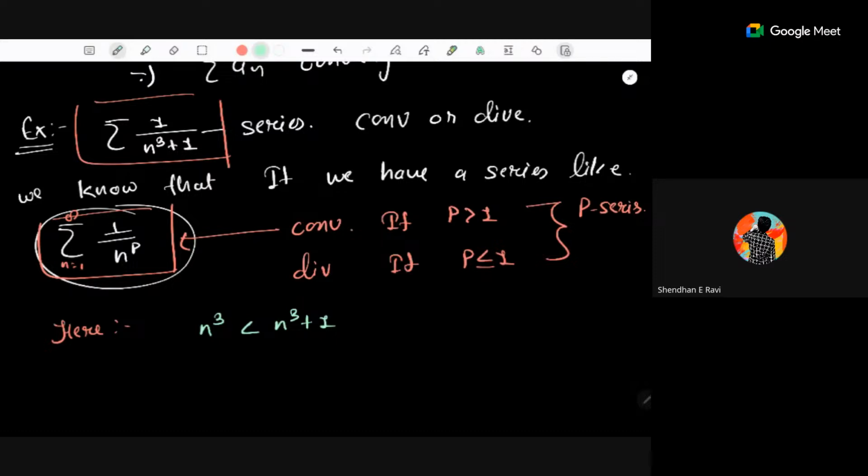You take any natural number, make it cube, and if you add 1, then obviously that value will be bigger than the value of n cube. So n cube is strictly less than n cube plus 1. But if you take the reciprocal, that means 1 by n cube, the inequality changes from strictly less than to strictly greater than. So 1 by n cube is strictly greater than 1 by n cube plus 1, and this happens for all natural numbers.